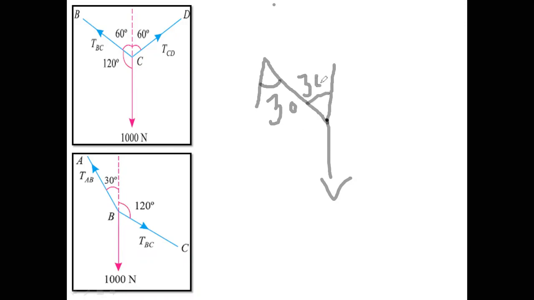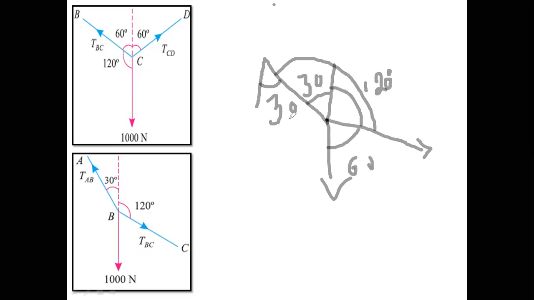Alright. Next, from B to C, the cable is making an angle of 120 degrees with respect to vertical. They have already given that. So this will be 120 degrees. So what is the angle between these two? That is 120 plus 30, so 150 degrees here. From B to C, totally 120 degrees there. So the remaining is 60 degrees.